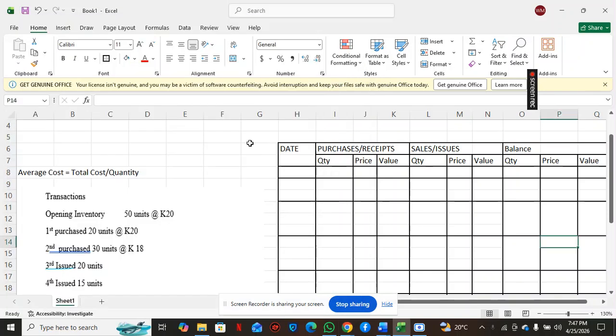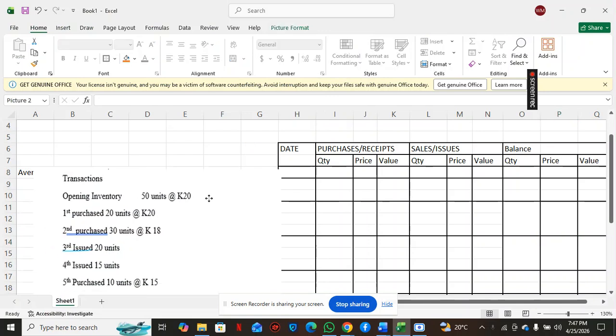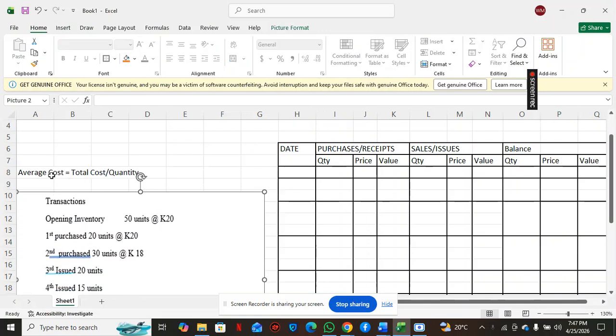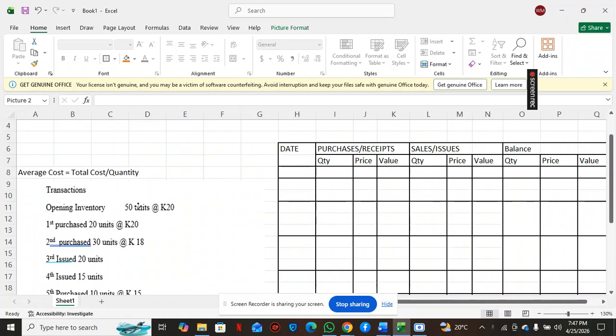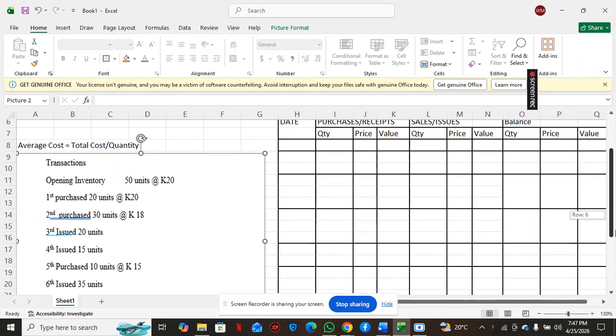Okay, so here we're going to look at the Avco method, the average costing method for inventory valuation. Remember, to get the average cost to value the inventory, it's just the total cost divided by the quantity. Total cost divided by quantity.